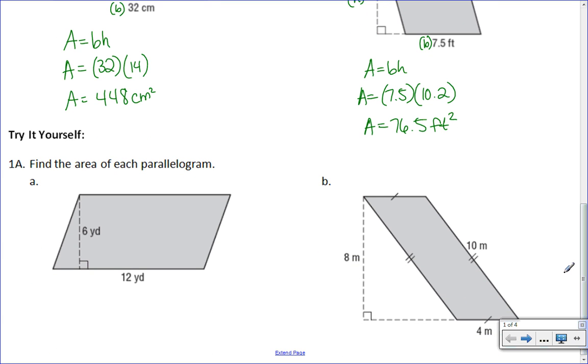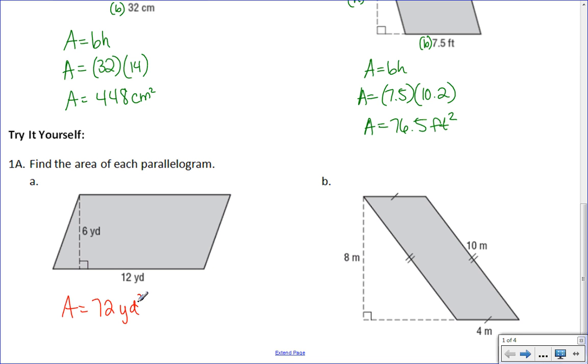Okay, so there's two try-it-yourself problems at the bottom of this page. Go ahead and pause the video and work through those two problems. Press play when you're ready to check your answer. For the first one, we should get an area of 72 square yards. And for the second one, we should get an area of 32 square meters.